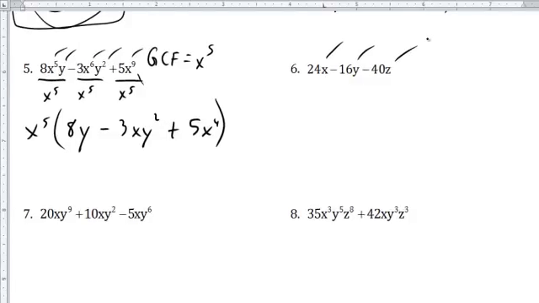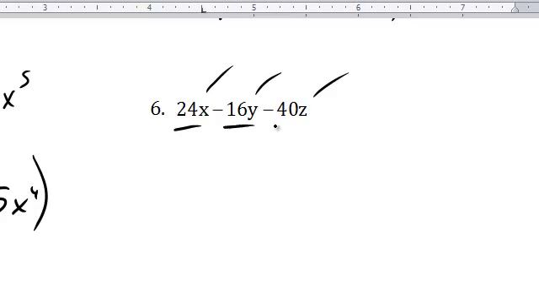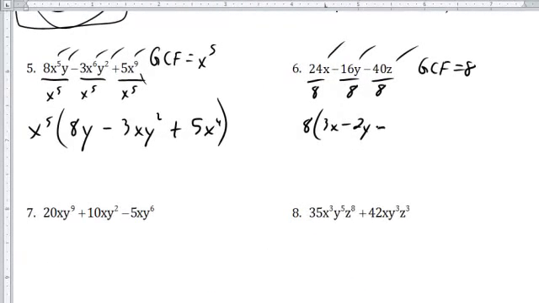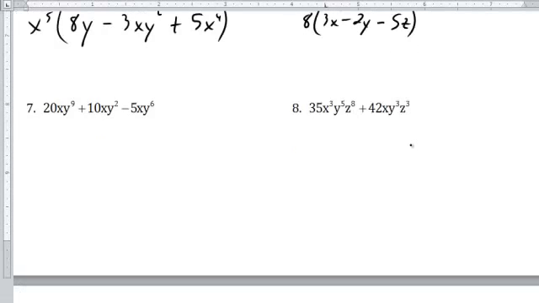Okay, the next one, the number is going to be 8, and since this has x, this has y, this has z, there's no greatest common factor for a variable, so literally your GCF is 8. So it's 8, parentheses, 3x minus 2y minus 5z. That's it. Okay, not bad.